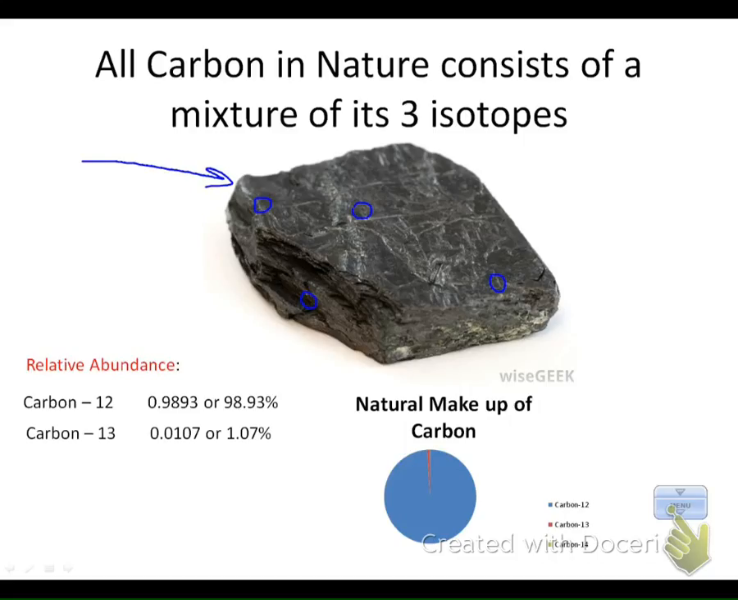You will also find in any sample of carbon a trace amount of carbon-14, less than 1%. It's actually closer to about 0.1%. But ever so often you'll run across a carbon-14 atom. 6 protons, now 8 neutrons, and now that's too many neutrons. As a result, carbon-14 is unstable, it's radioactive, and you might have heard of it in discussion of radiocarbon dating in biology.